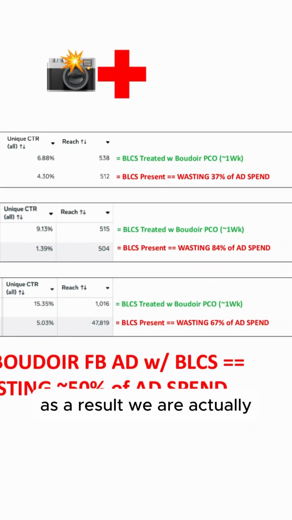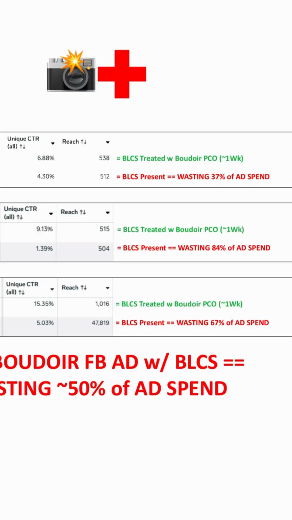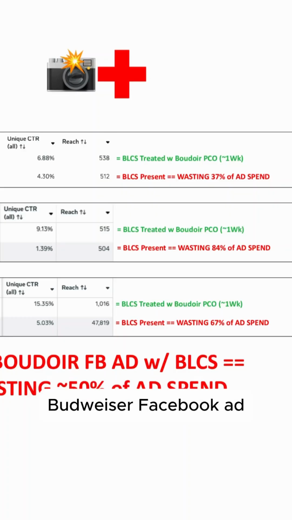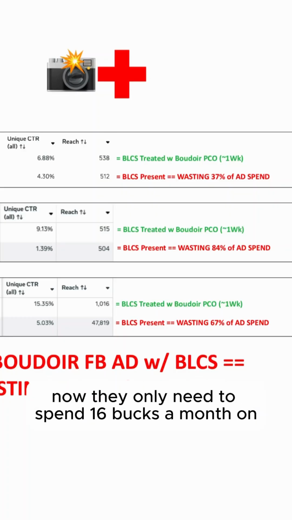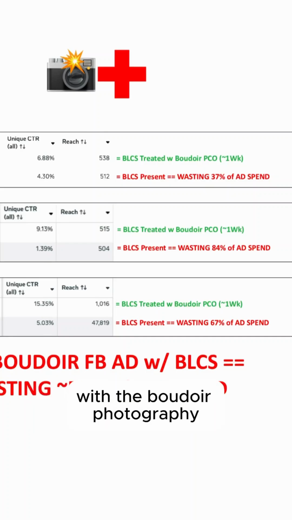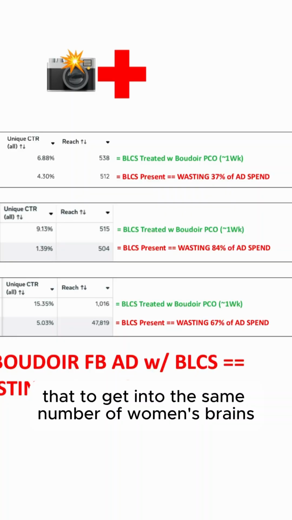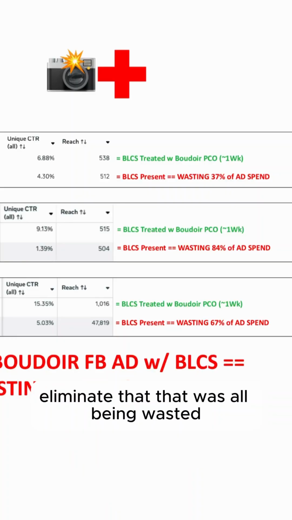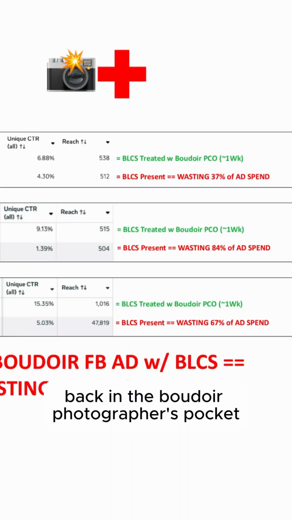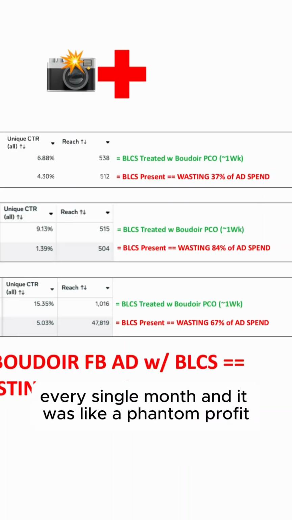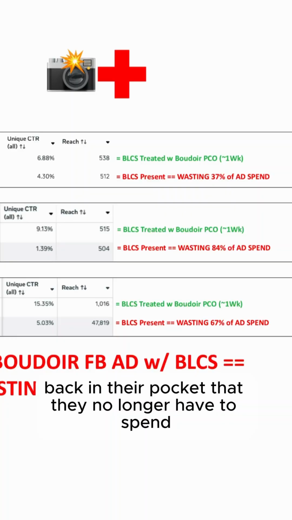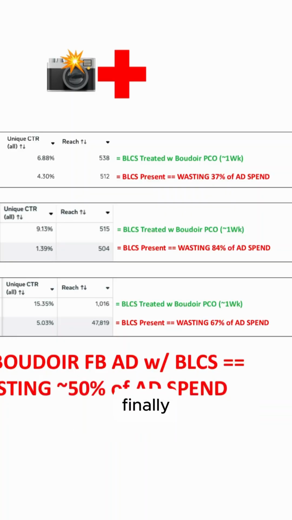That means that if they're spending 10 grand a month on the original Boudoir Facebook ad, now they only need to spend $1,600 a month on the Boudoir Pico treated ad to get into the same number of women's brains. So that's $8,400 a month in savings. They no longer have to spend it, eliminate that. That was all being wasted, and it goes back in the boudoir photographer's pocket every single month. It's like a phantom profit, a Boudoir Pico profit. And at the end of 12 months, it's like a 100K bonus back in their pocket that they no longer have to spend.